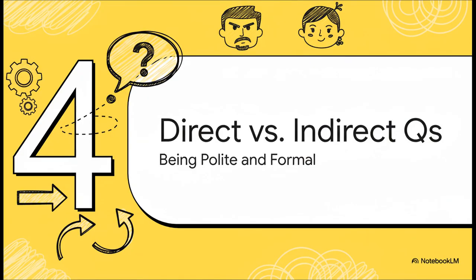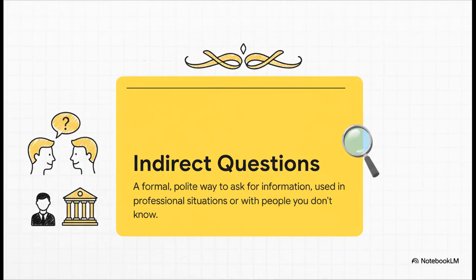All right, so we've got the mechanical rules down cold. But language isn't just a bunch of formulas. It's about how we interact with other people. And this brings us right back to our original puzzle, the difference between direct and indirect questions. This isn't really about grammar. It's about politeness.